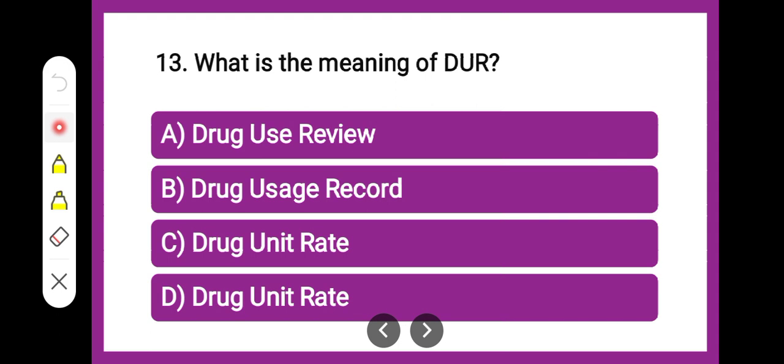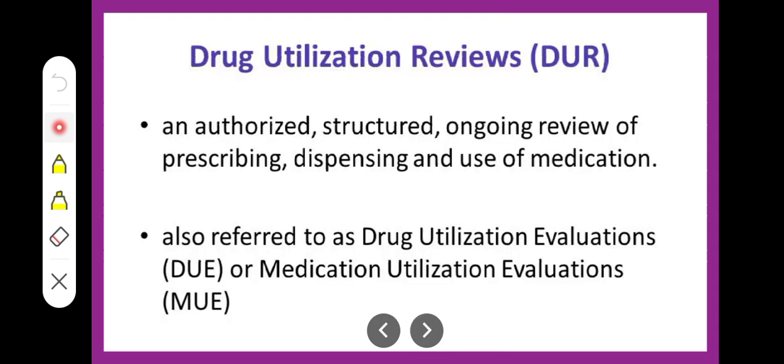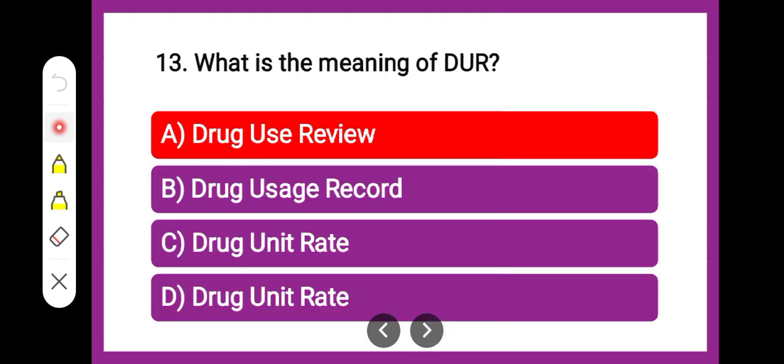Now if you talk about the DUR, it is drug utilization review, wherein it is also referred to as DUE, that is drug utilization evaluation, or MUE, that is medication utilization evaluation. Okay, so the correct answer is drug use review, that is utilization of the drug.